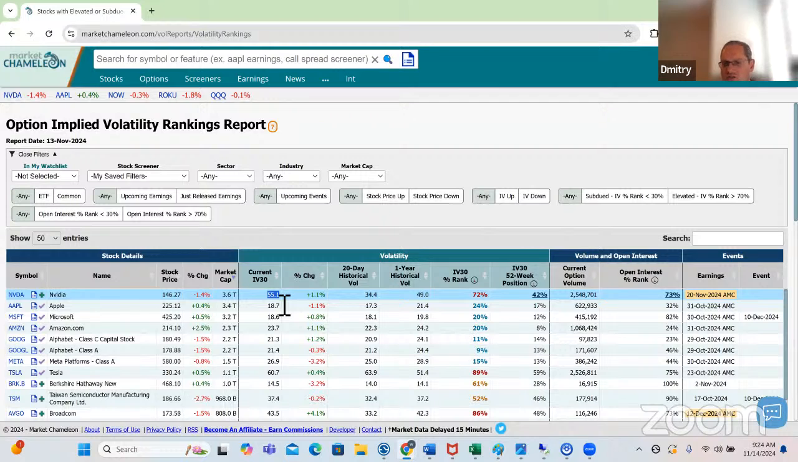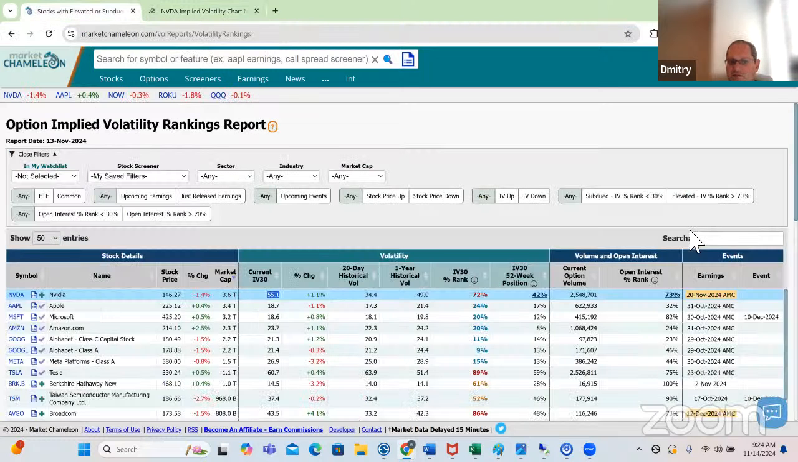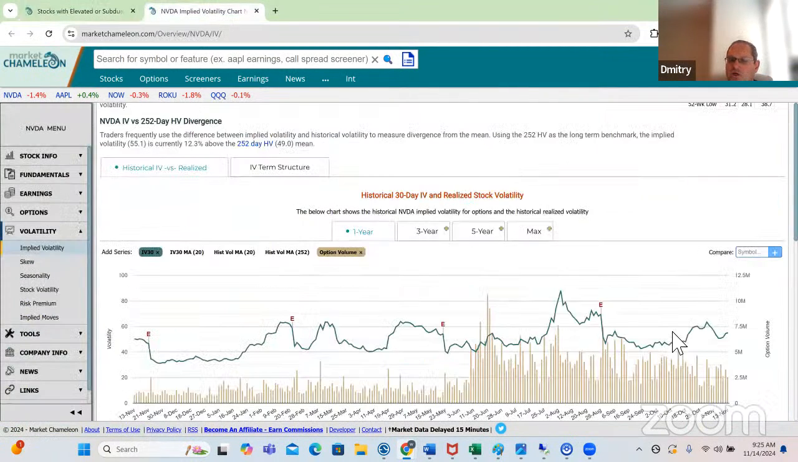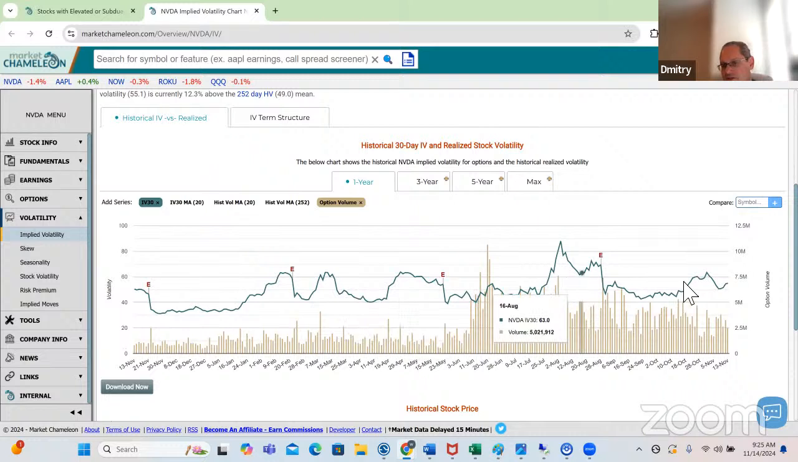In this situation, 42%, let me see. By the way, I forgot to tell you, if you click on these, on 42%, it'll take you to an implied volatility chart. So you can see where the implied volatility was in a chart throughout the year. This is where we are now, and you can see how in the last year it's moved around.